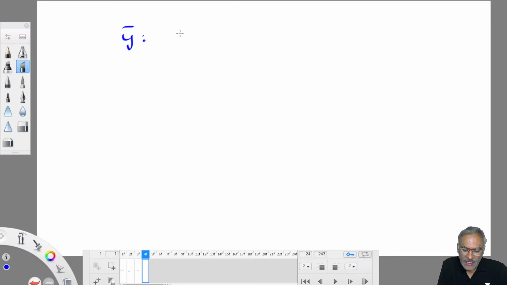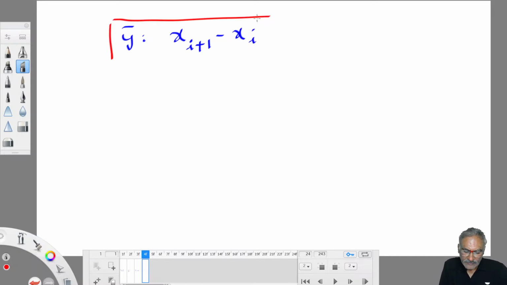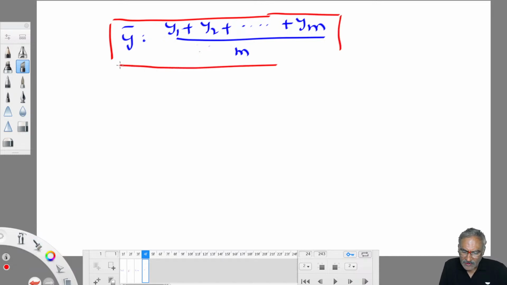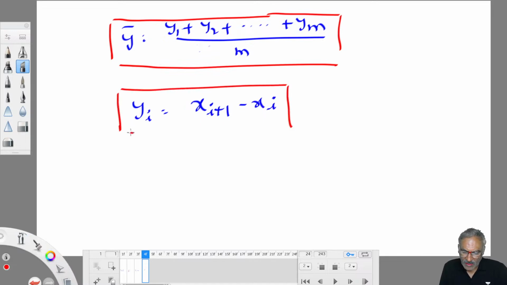So this y bar is worked out based on x values. xi plus 1 minus xi, if you subtract, we get y values. Y bar is equal to y1 plus y2 plus dot dot dot, m number of values are there, divided by m. So using this equation we work out y bar. So how to work out y values? By taking xi plus 1 minus xi, with the help of x values we work out y values.